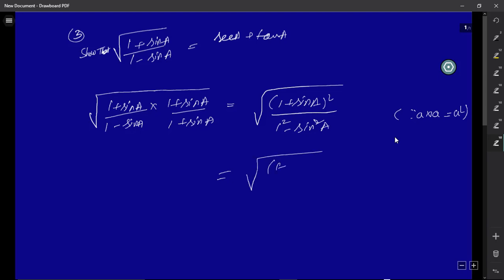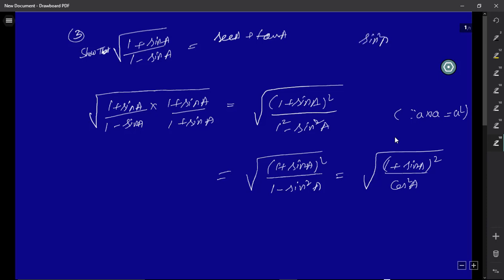So the numerator I'm writing as it is, 1 plus sine a whole square, by 1 square, which is 1 only, minus sine square a. I can write the denominator as cos square a, because I know this trigonometric identity: sine square a plus cos square a is 1.